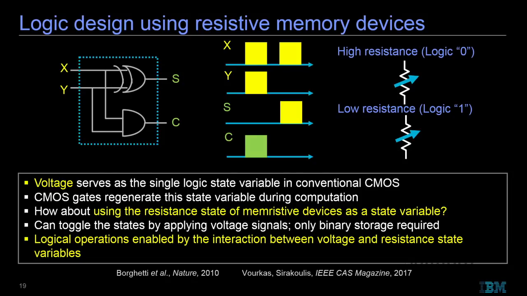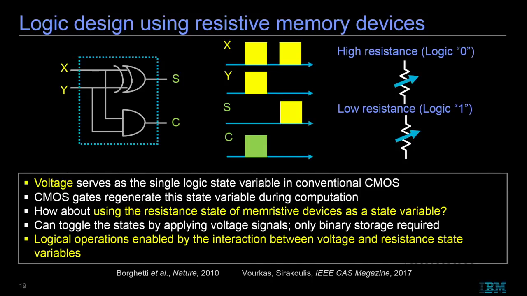Now, suppose you have these memristive or resistive memory devices in the mix. So why not use the resistance state of these devices as an additional state variable for computation? That's the whole idea here. If you take a resistive memory device in the high resistance state, it is logic 0, and if it's in the low resistance state, it is logic 1. And the nice thing is that we can also toggle them from one state to the other by applying electrical pulses. Which means that we should be able to enable a whole bunch of logical operations just by the interaction between the voltage state variable and the resistance state variable.